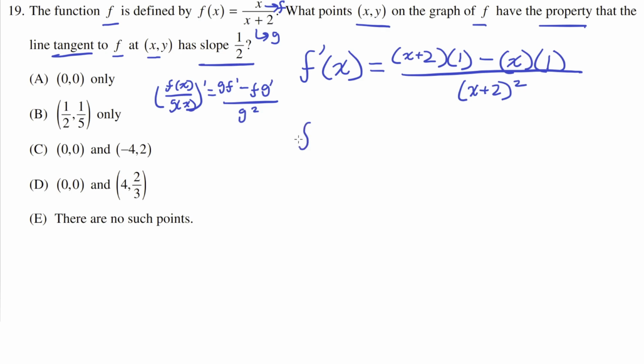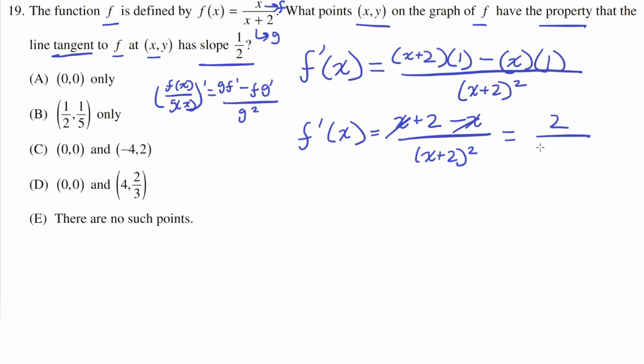So we can simplify this down a little. So f prime of x equals x plus 2 minus x. We just distributed the 1, so it's just x plus 2, and then minus x times 1, so that's just negative x. And then we have x plus 2 whole squared. So in the numerator, we see the x's cancel out. So that means our derivative is just 2 over x plus 2 whole squared.